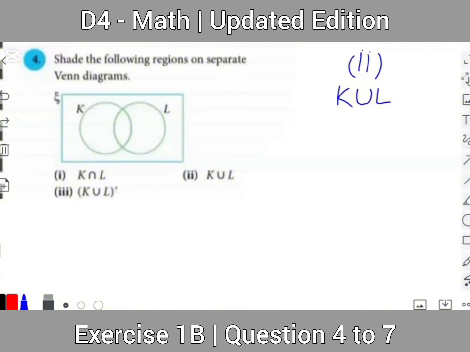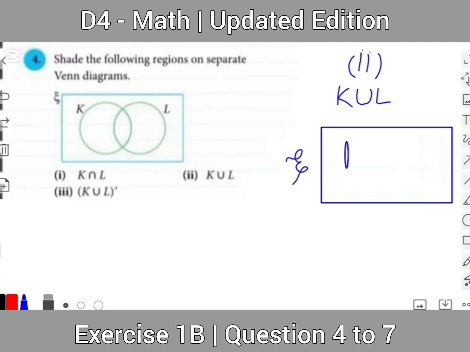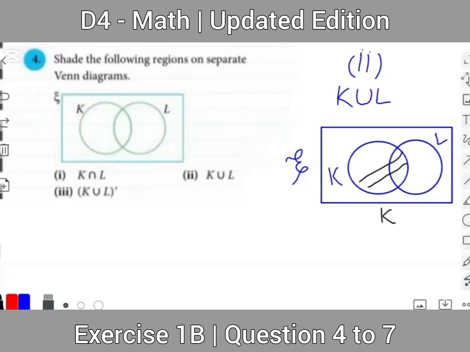Now in part 2, we have to find out K union L. So for this, first we will draw a rectangle that represents the universal set η, and inside it we have two overlapping circles that represent the sets K and L respectively. Now we will identify the region for the set K only in the first Venn diagram, and we shade that region with black color.